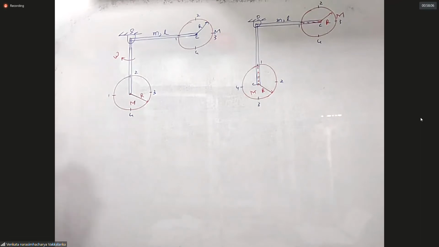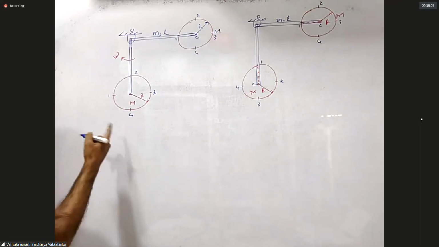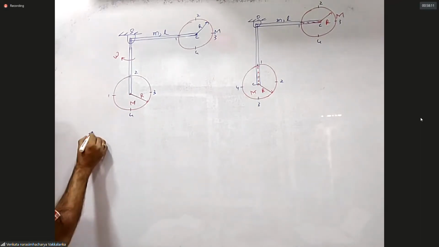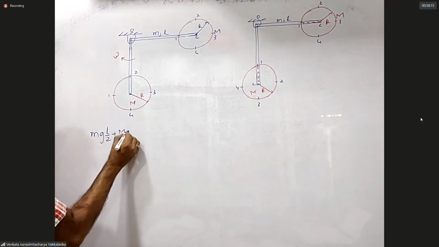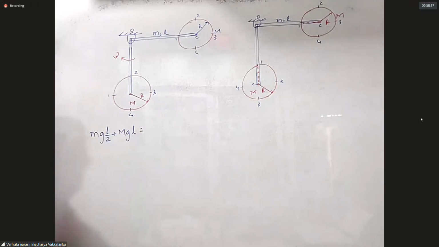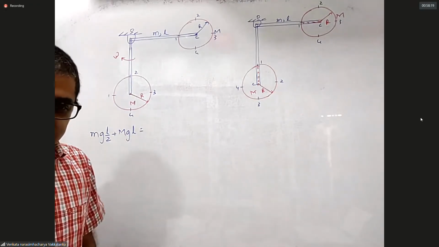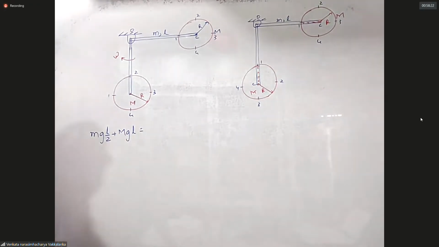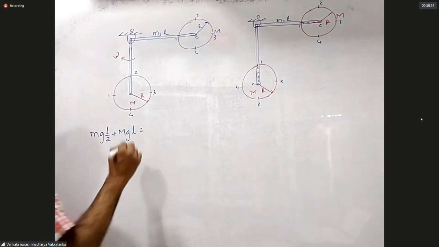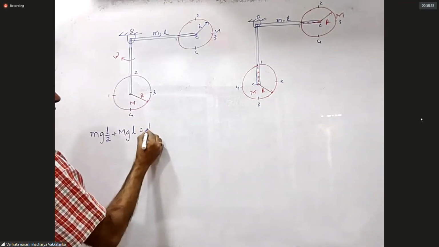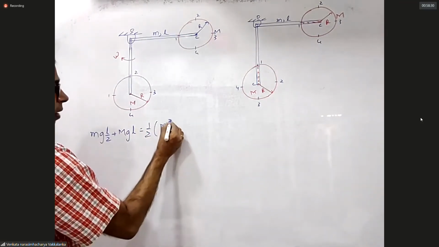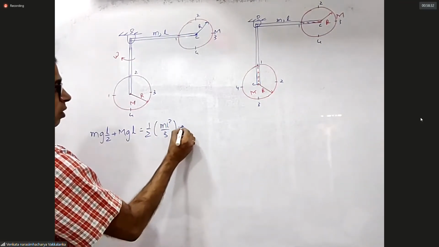Now in the first case, how will I do the calculation? Watch out for this. Loss in potential energy is MgL by 2 plus capital MgL. Do you agree that this is the loss in potential energy? It will be equal to the gain in kinetic energy. Gain in kinetic energy for the thin rod, I will conveniently write ML square by 3 into omega square.